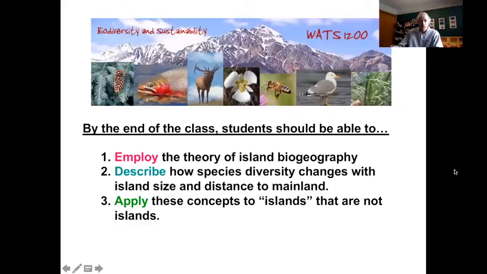Okay. So in today's class, by the end of it, you should be able to employ the theory of island biogeography, describe how species diversity changes with island size and distance to a mainland, and apply these concepts to islands that are not islands. And we'll talk about that in a bit.